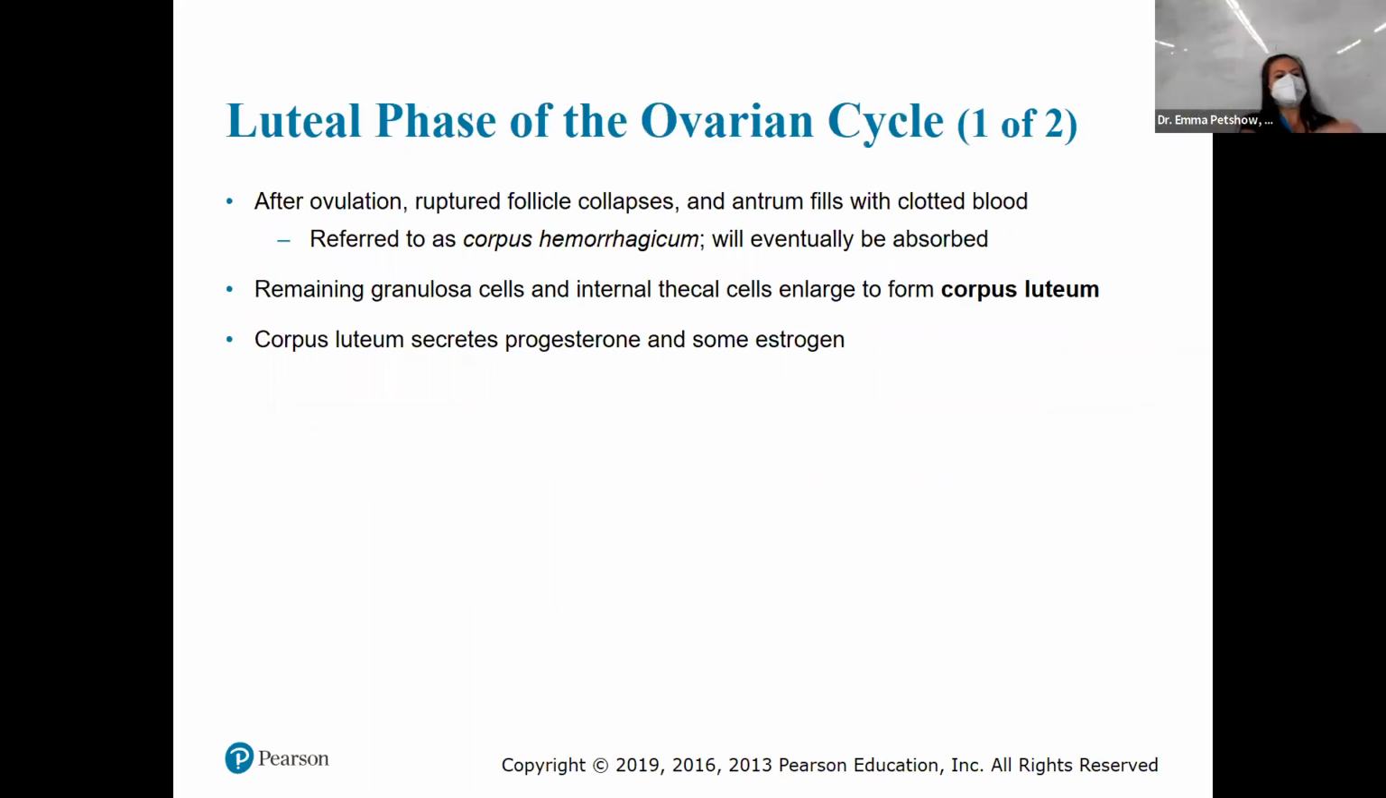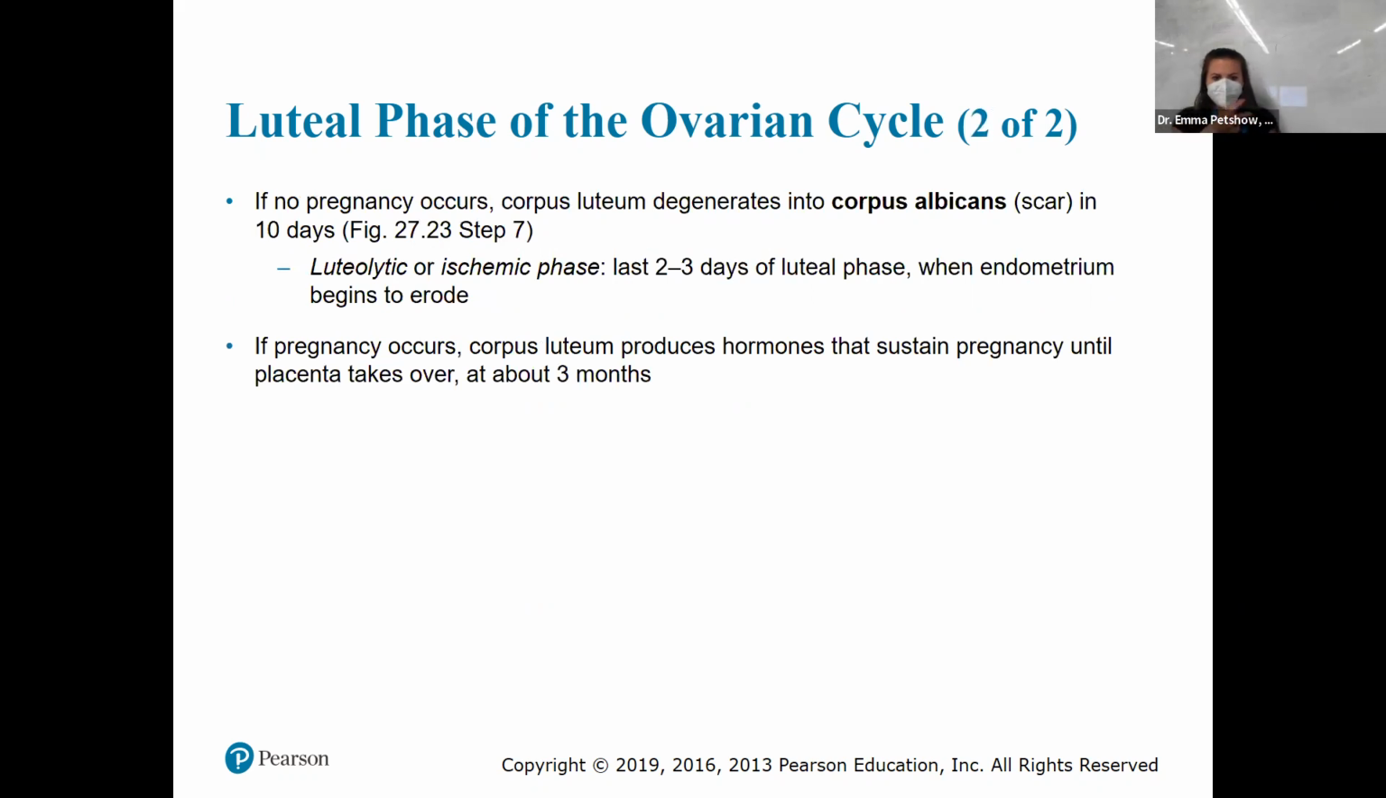So the luteal phase of the ovarian cycle: after ovulation, the ruptured follicle itself collapses and the antrum will fill with clotted blood. This is referred to as corpus hemorrhagicum. They eventually just become reabsorbed by the body. The remaining cells and the internal theca cells will enlarge to form a corpus luteum. The corpus luteum secretes progesterone and some estrogen locally. If no pregnancy occurs, the corpus luteum will degrade into corpus albicans, which is a scar, in about 10 days.